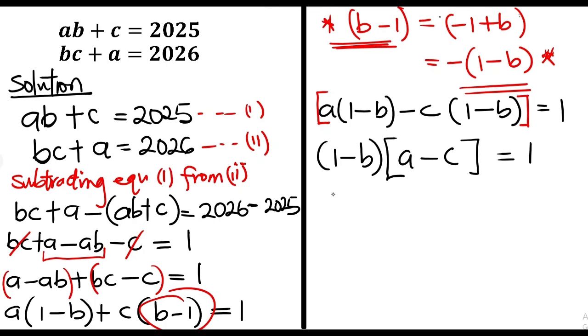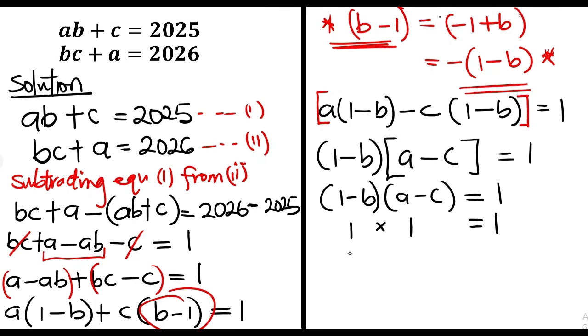So what does it mean in mathematics when I have 1 minus B multiplied by A minus C equals 1? It means looking for two numbers. If I multiply them together, it's going to give me 1, and the only set of numbers that can do that is 1 and minus 1. That is, if I say 1 multiplied by 1, I'm going to have 1, or if I say minus 1 multiplied by another minus 1, actually I'm going to have 1.